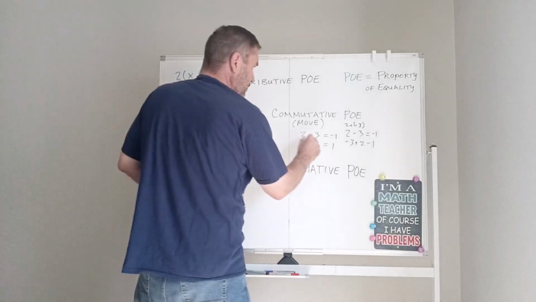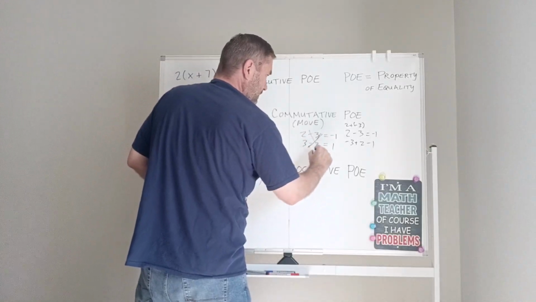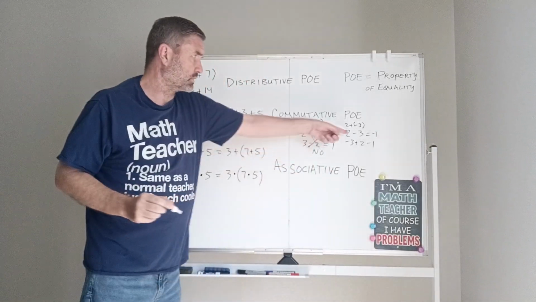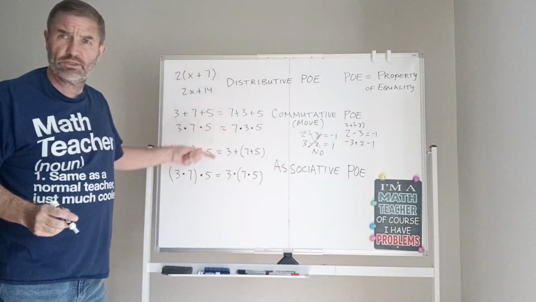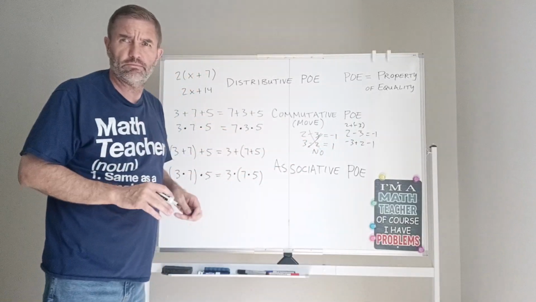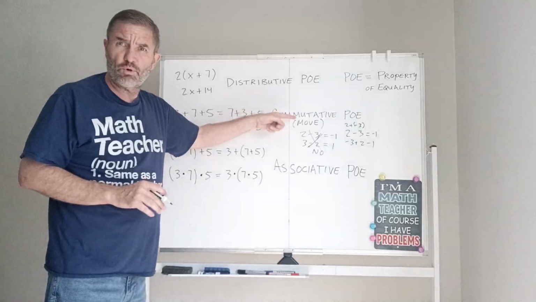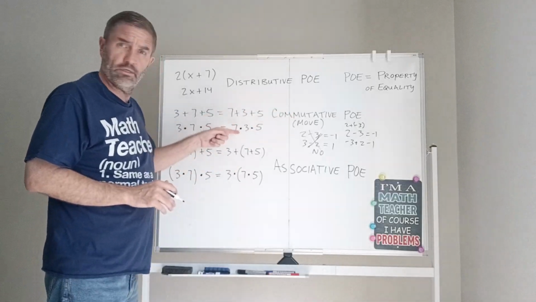This is a big old no right here. This does not work. Okay? It only works if you do it this way. So with multiplication and division, there is no division commutative property. You can't do it with division, only with addition and multiplication.